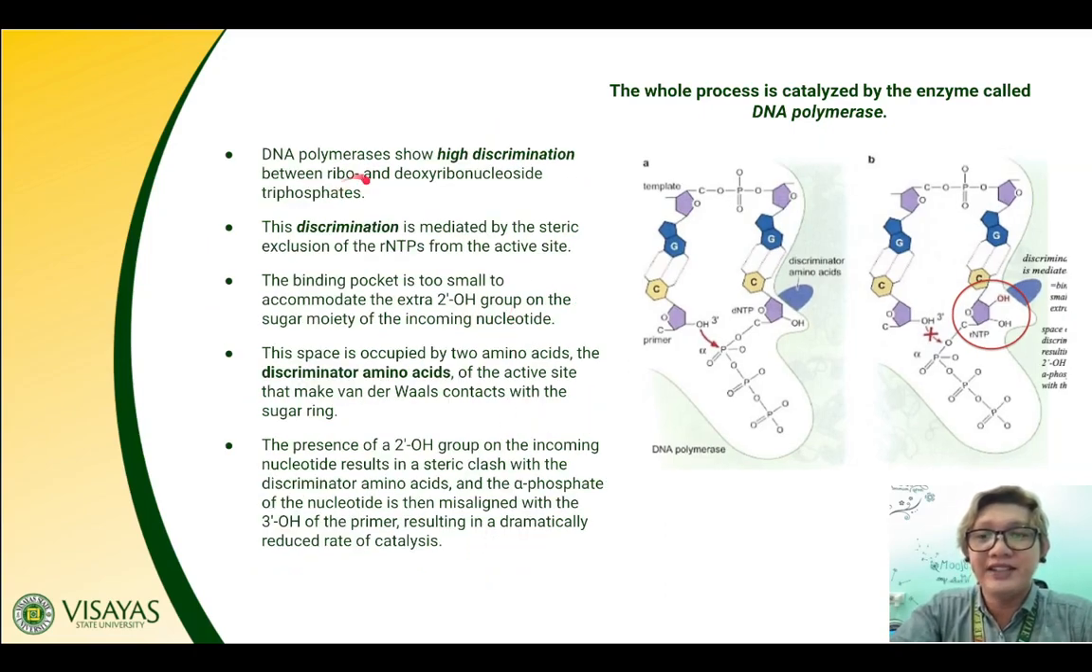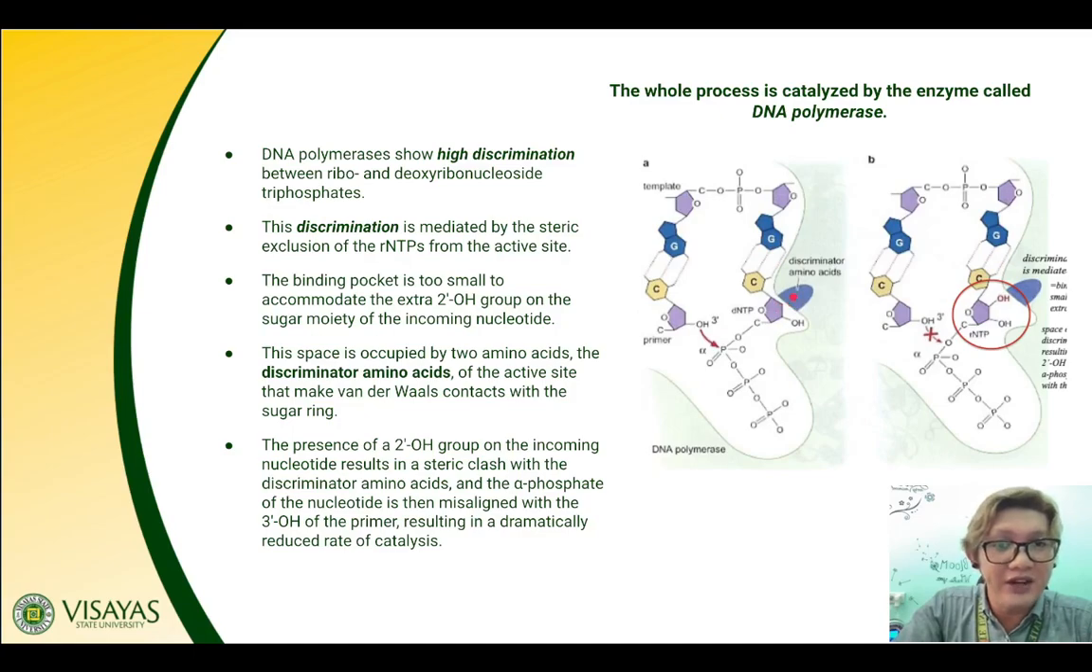Now, DNA polymerases show high discrimination between ribo- and deoxyribonucleoside triphosphates. The discrimination is mediated by steric exclusion of the rNTPs from the active site. The binding pocket is too small to accommodate the extra 2' OH group on the sugar moiety of the incoming nucleotide. So we know that a deoxyribonucleotide has no OH group at the 2' carbon of the sugar, but the rNTPs, the ones in RNA, have.